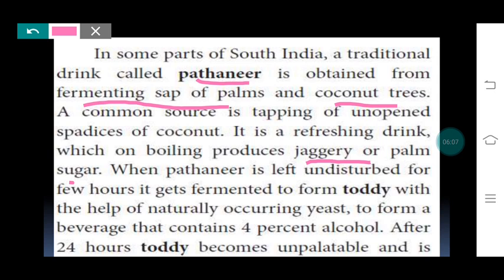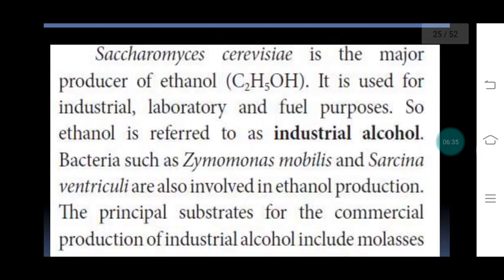So when padanir is left undisturbed for a few hours, it gets fermented to form toddy. That happens with the help of naturally occurring yeast, and it forms a beverage that contains, one mark question, 4% alcohol. So toddy will have 4% alcohol. Then after 24 hours, toddy becomes unpalatable, and Saccharomyces cerevisiae is the major organism used in the production of ethanol.